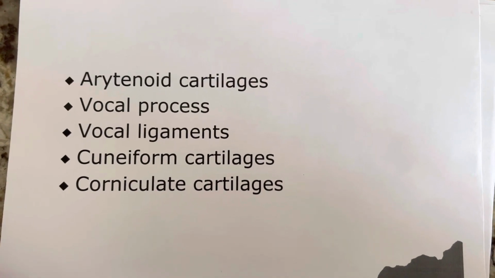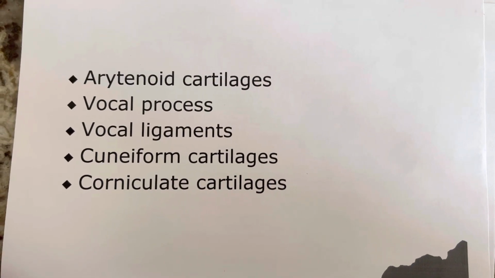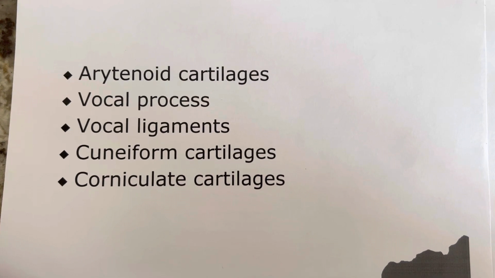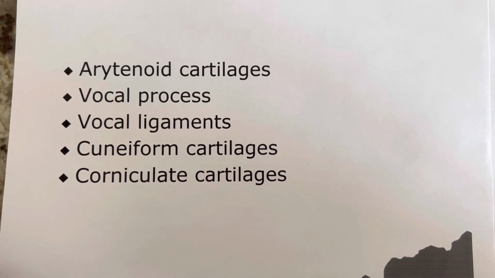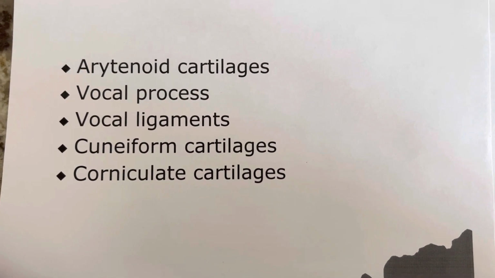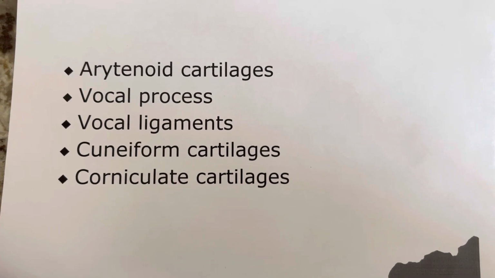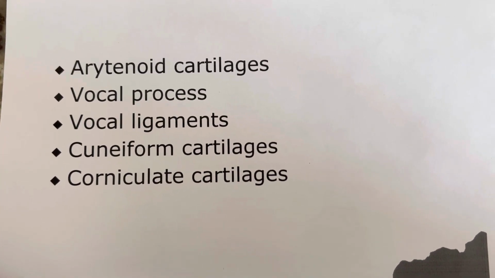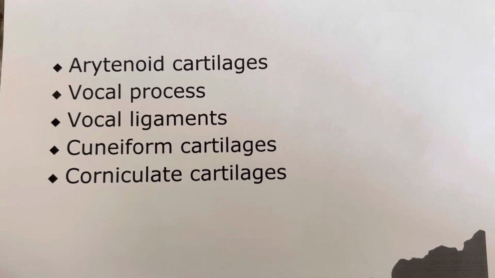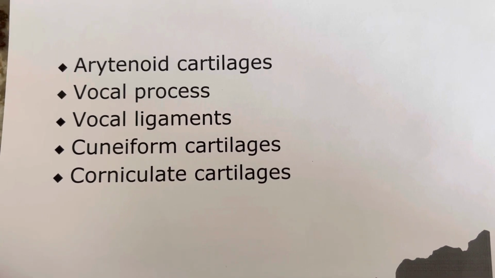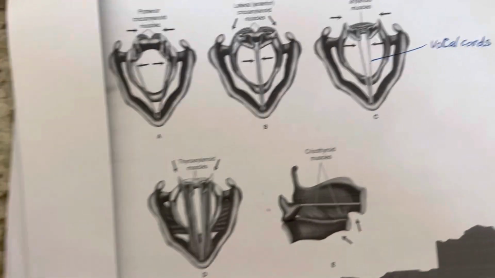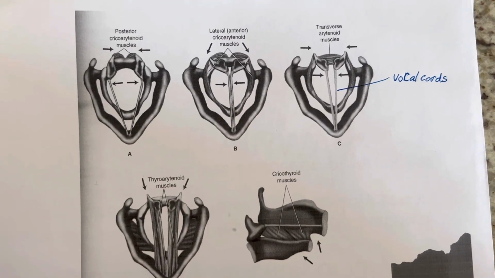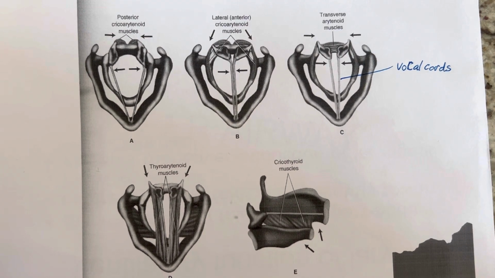Arytenoid cartilages, vocal process, vocal ligaments, cuneiform cartilages, corniculate cartilages. This is the vocal cord.